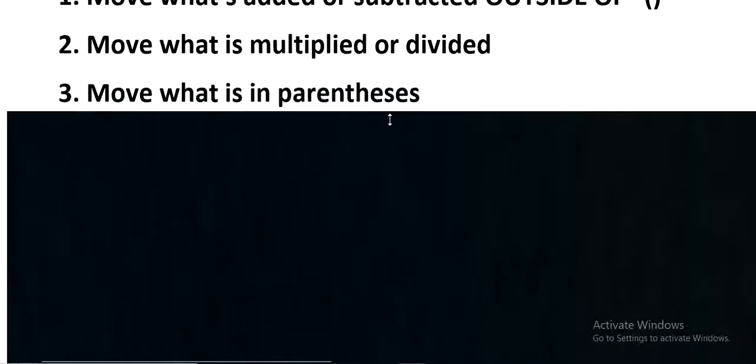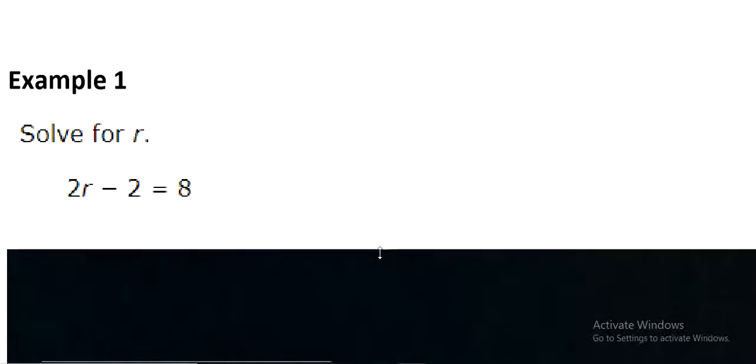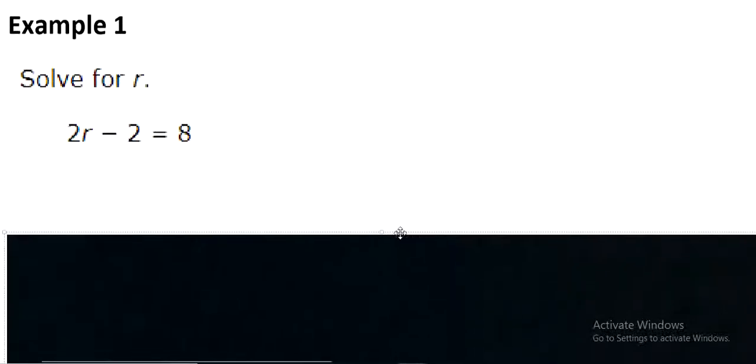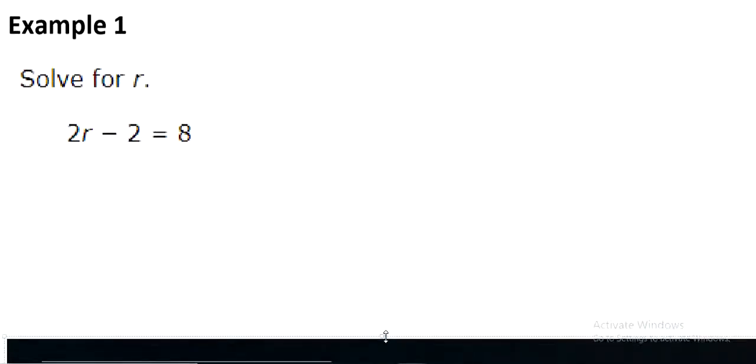Let's take a look at one. We've got a few examples we'll cover. Let's start with this one. Okay, so my first step is kind of the same as we're used to from the previous video. I'm going to draw a vertical line to represent the equal sign. That helps me remember what I do to one side, I do to the other.